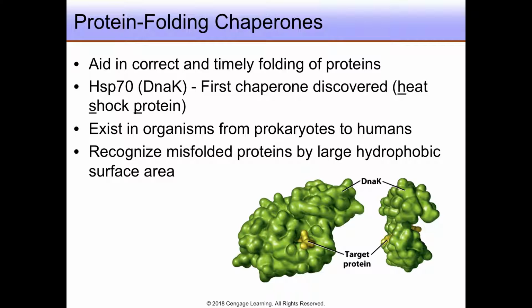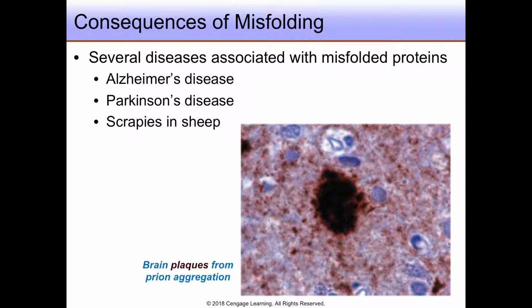Molecular chaperones are proteins whose function is to aid in the correct and timely folding of proteins. A case in point is the heat shock protein HSP70, also called DnaK. This was actually the first chaperone discovered in a bacterial cell. Chaperones are present in all kinds of organisms, though, from simple to complex, emphasizing their vital role in living cells. All chaperones that we know of recognize a misfolded protein due to the exposed areas of hydrophobic residues.